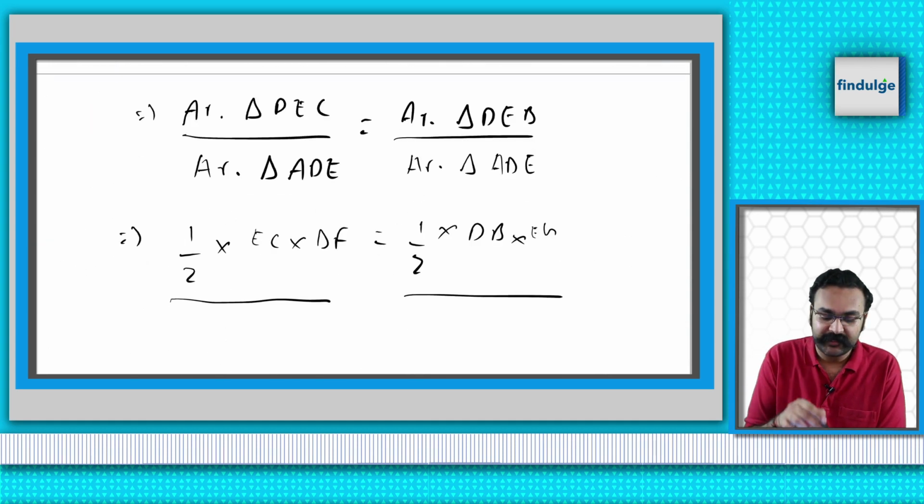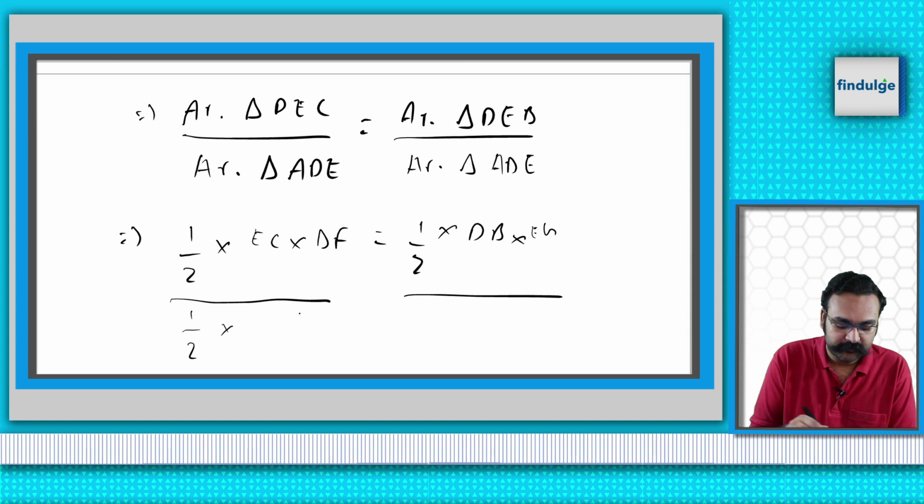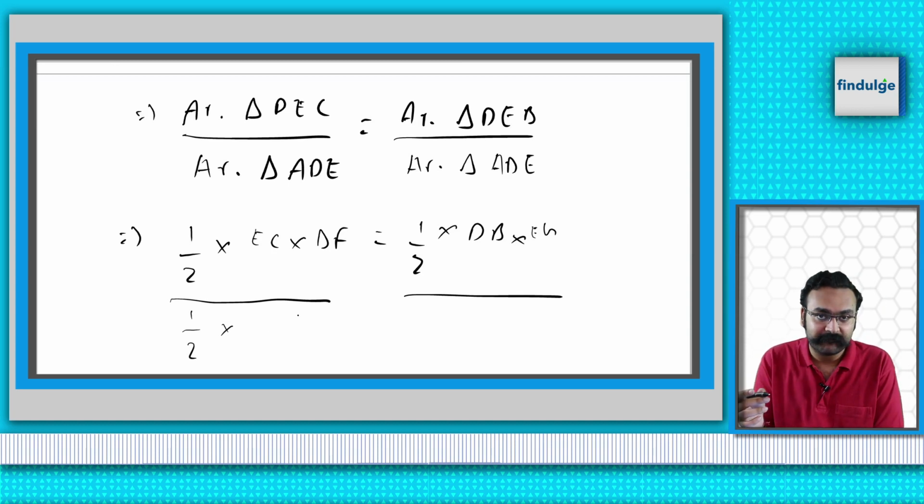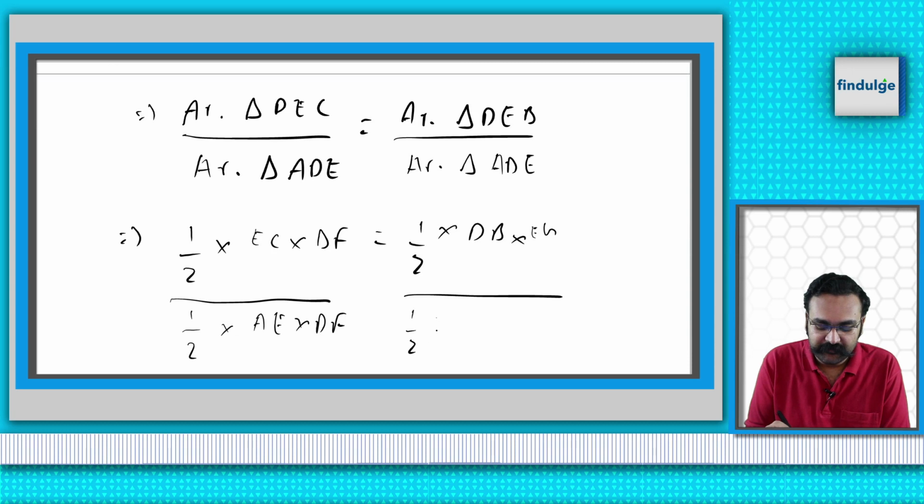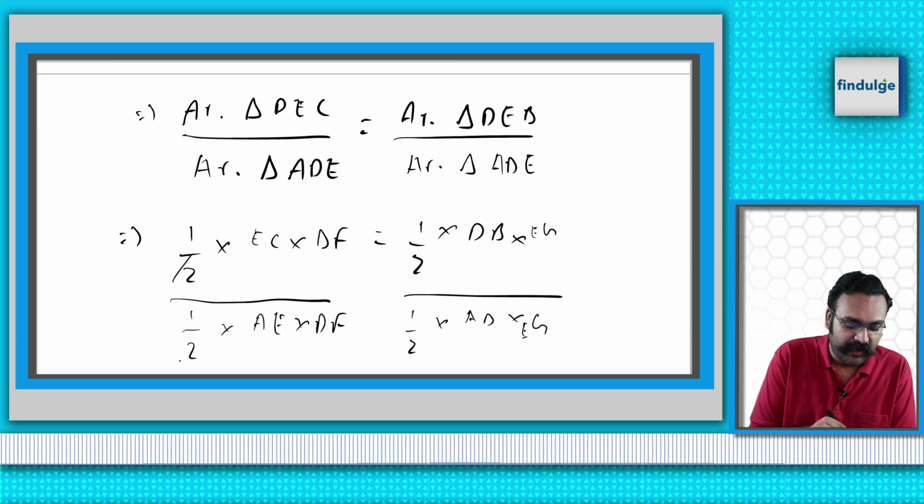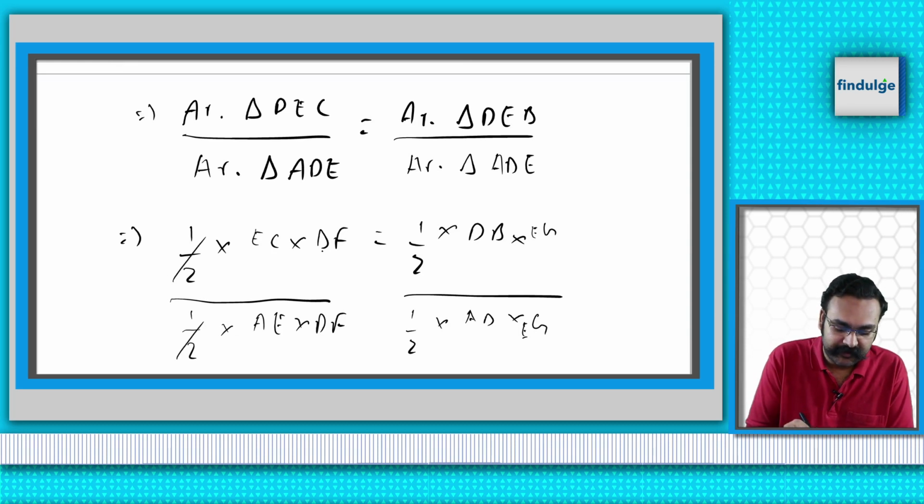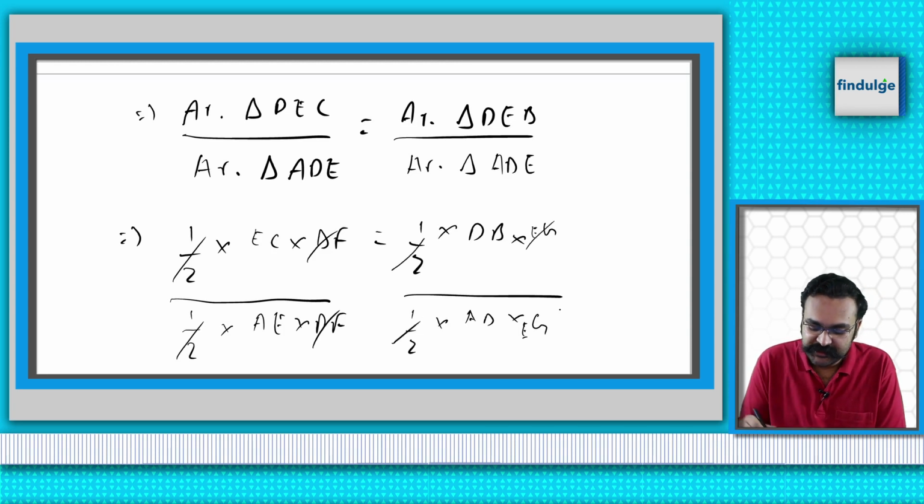So since over here I have EC, I'm going to take it as half into DF, or obviously DF would be the height that we want, and so it will be half AE into DF, and here it would be half, since it's DB, so AD into EG. And so what you can see is that half and half will get cancelled, DF and DF will get cancelled, half and half got cancelled, EG and EG got cancelled.